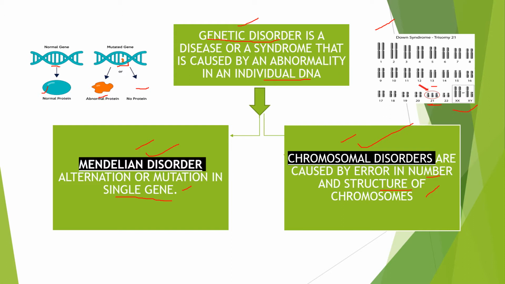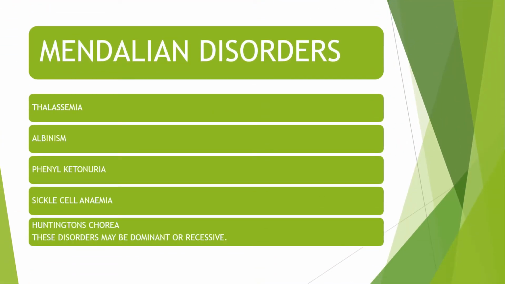Next, let's learn about the Mendelian disorders. Mendelian disorders are transmitted to the offspring in the Mendelian pattern of inheritance. Mendel explained the pattern of inheritance in the pea plant. In the same pattern, these Mendelian disorders will be transmitted to the offspring. The examples of Mendelian disorders are thalassemia, albinism, phenylketonuria, sickle cell anemia, Huntington's chorea. And these disorders may be dominant or recessive.